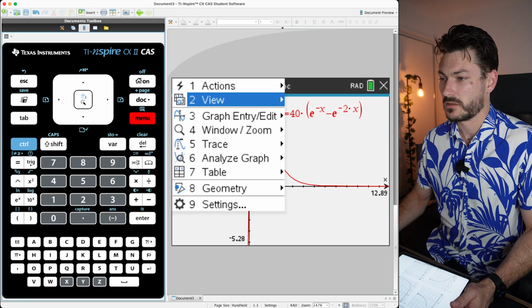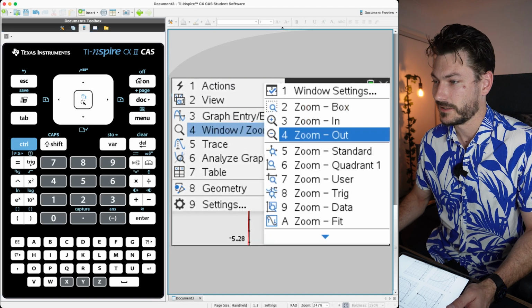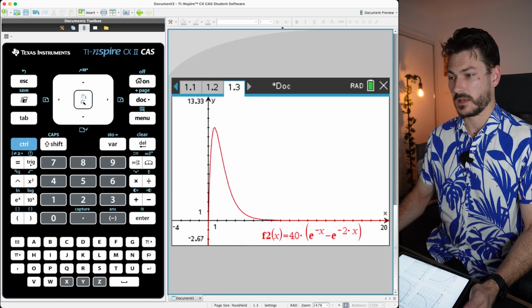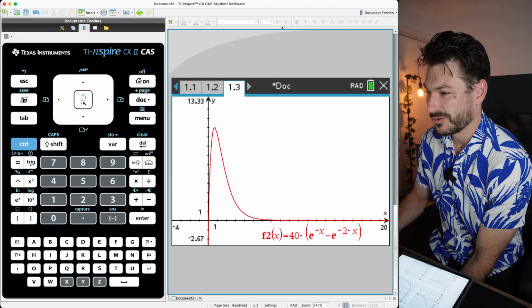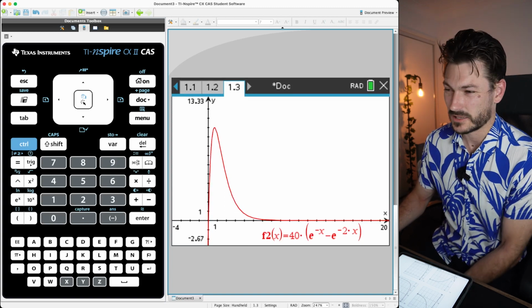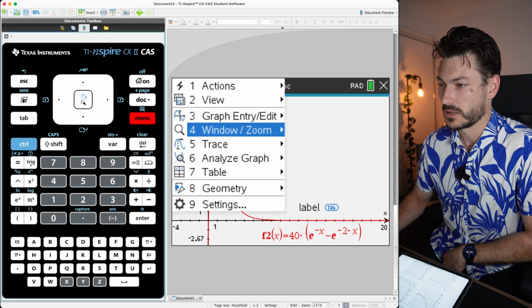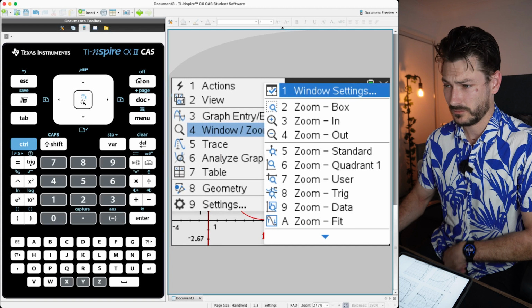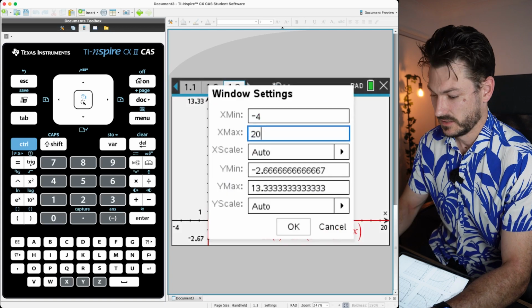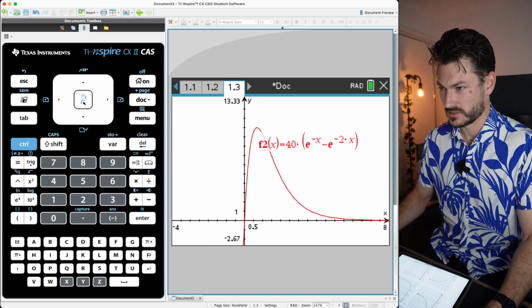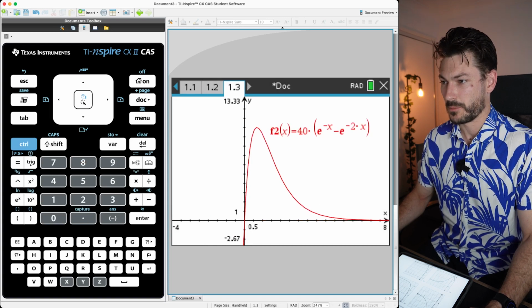Just play around with the window on your calculator. I'm just going to go quadrant 1. That might help. Okay, that gives me a better understanding. All of this seems superfluous, all this extra space on the right. So what I'm going to do is go window zoom, window settings, and just change that x-axis. Maybe I'll make the max like 8 or something. And that looks a little bit better there. So I can kind of see what's happening.